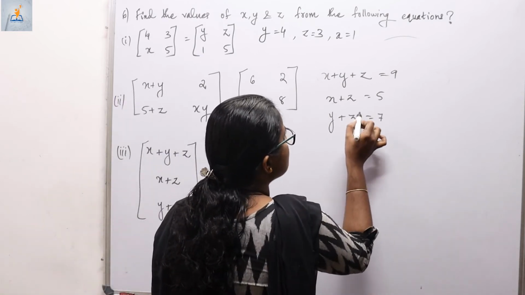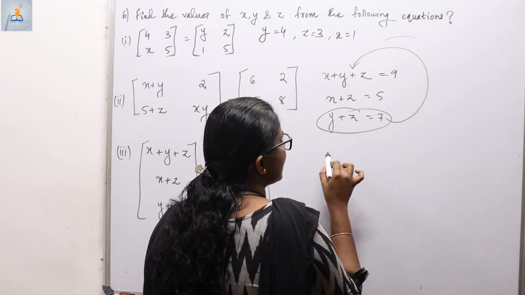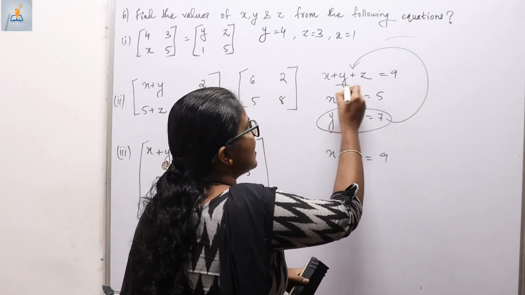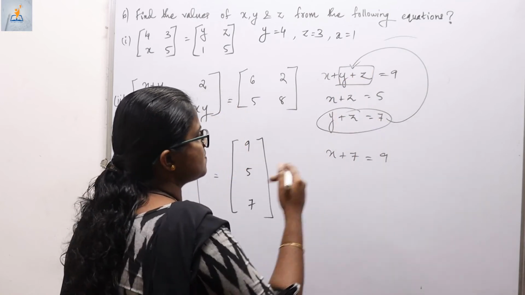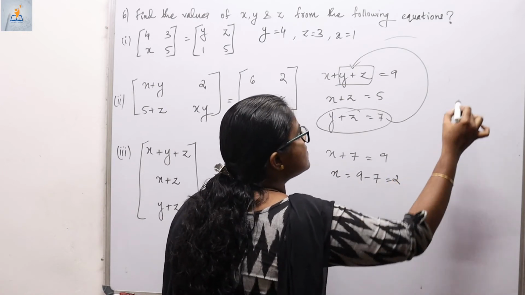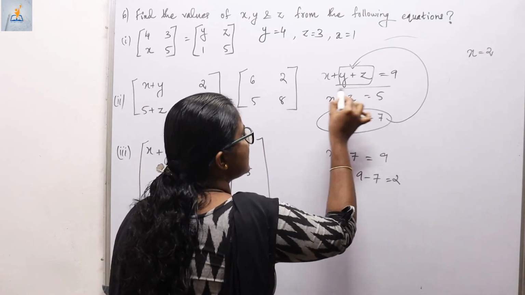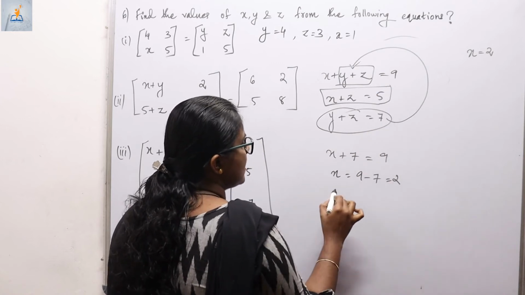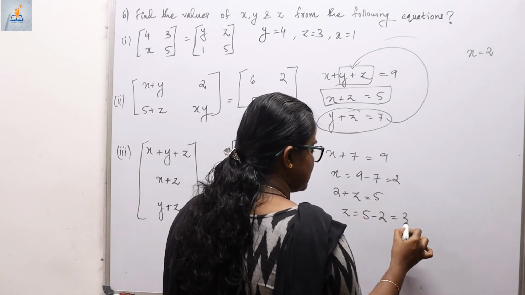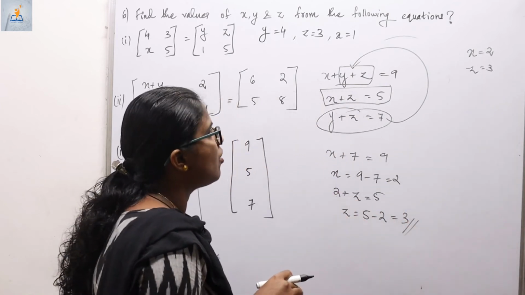Since y plus z is equal to 7, we can substitute this in this equation and we will get x plus 7 is equal to 9. So instead of y plus z here, we substituted 7, so we got x plus 7 is equal to 9, and hence the value of x is 9 minus 7, that is 2. So we got x is equal to 2. Since we got the value of x, we can easily find the value of z from this equation, that is 2 plus z is equal to 5, which means z is equal to 5 minus 2, that is 3. So we got z is equal to 3. Now we need to find the value of y.